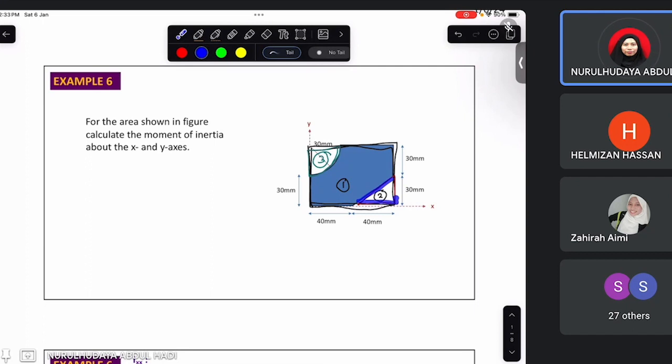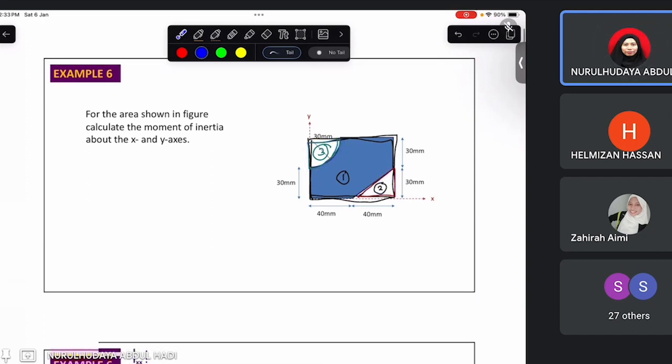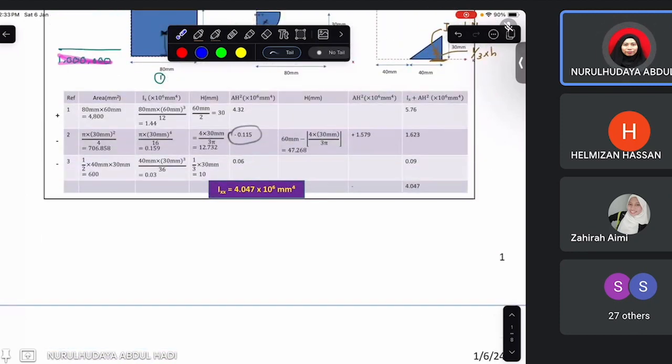Sebab kita kena tolak ni. Yang tak masuk ni, minus kan. Then you akan dapat 4.047 times 10 power of 6 mm power of 4.